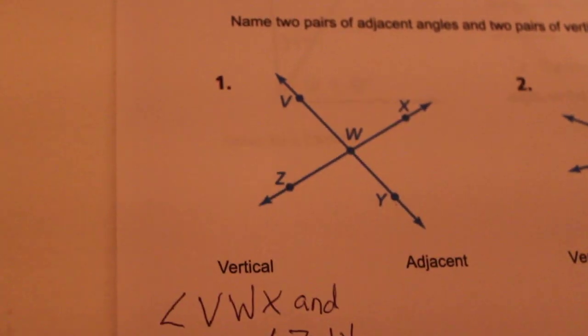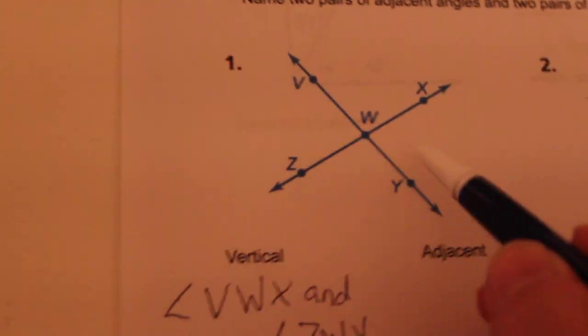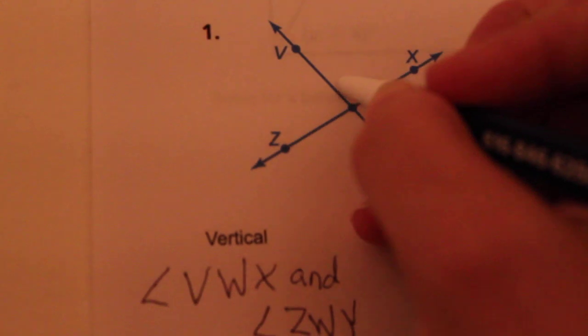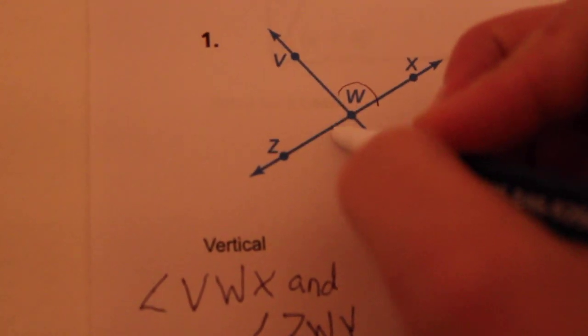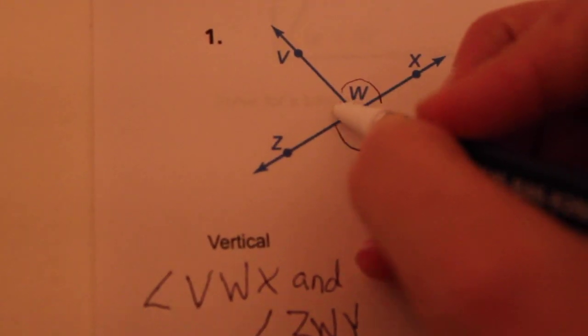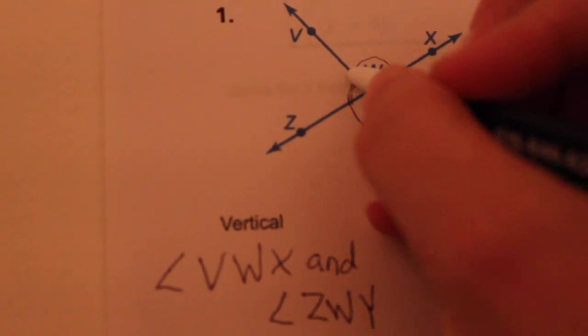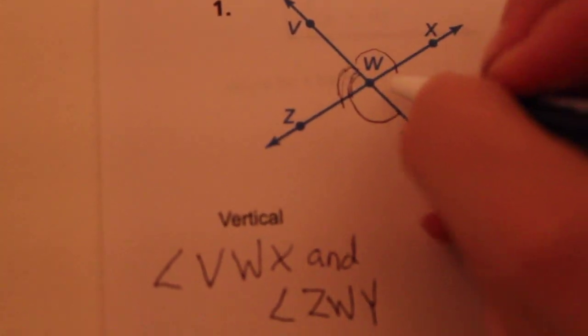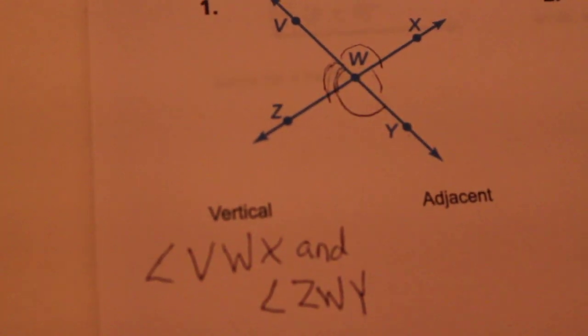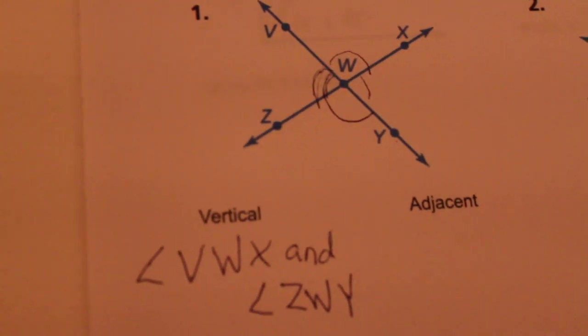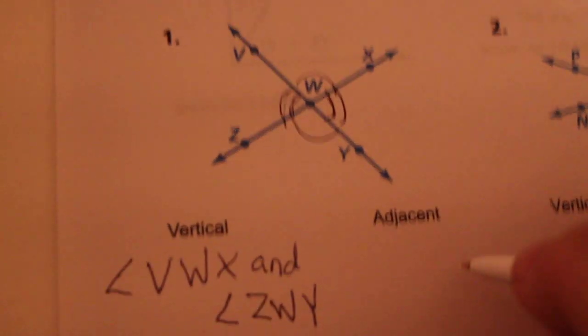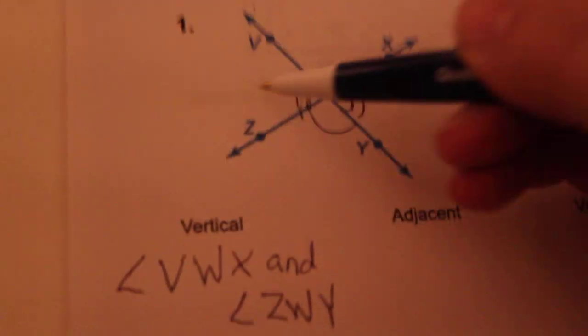Two other vertical angles. Remember, they're the ones that are straight across. So we have this one and we have this one. So now we have two more. We have this angle, we have this angle. Those two angles are angle VWZ and XWY.